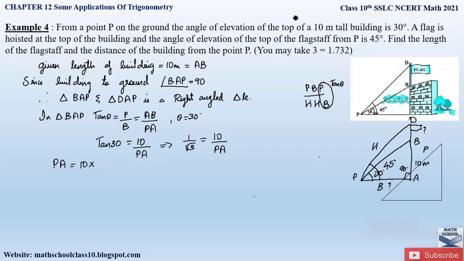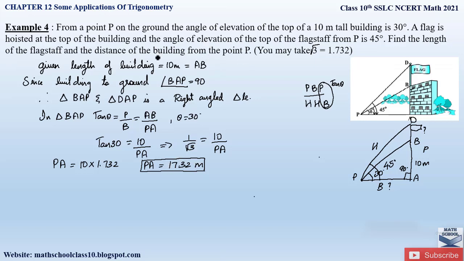In the question, if you observe, they have given us the value of root 3, that is 1.732, right? So we will substitute the value of root 3, which is 1.732. When you multiply with 10, the decimal point shifts to the right, so we get PA equal to 17.32 meters. So this is the distance of the building from the point P.